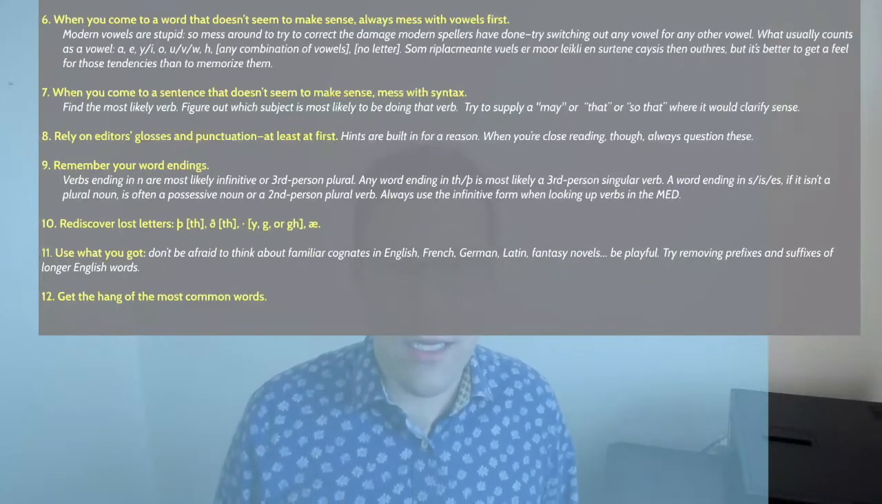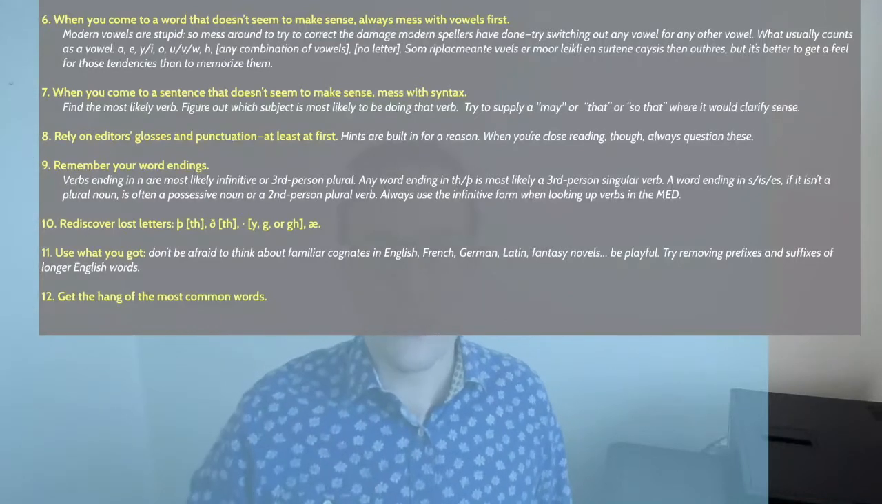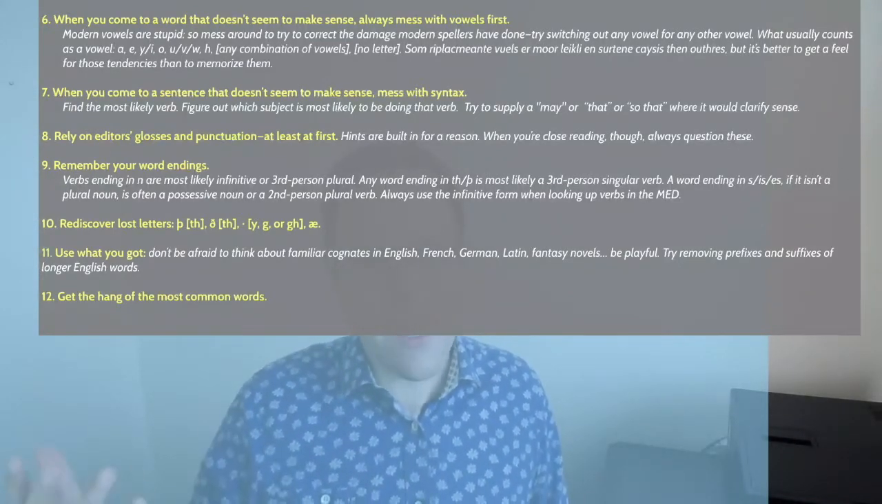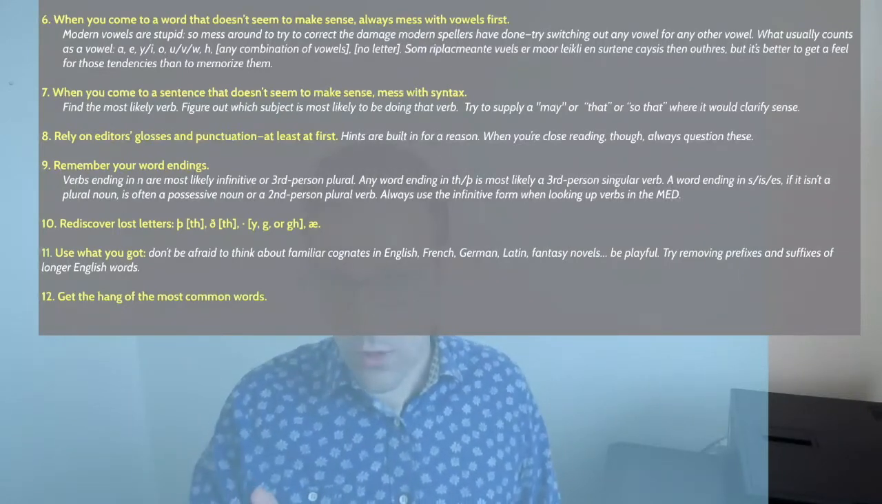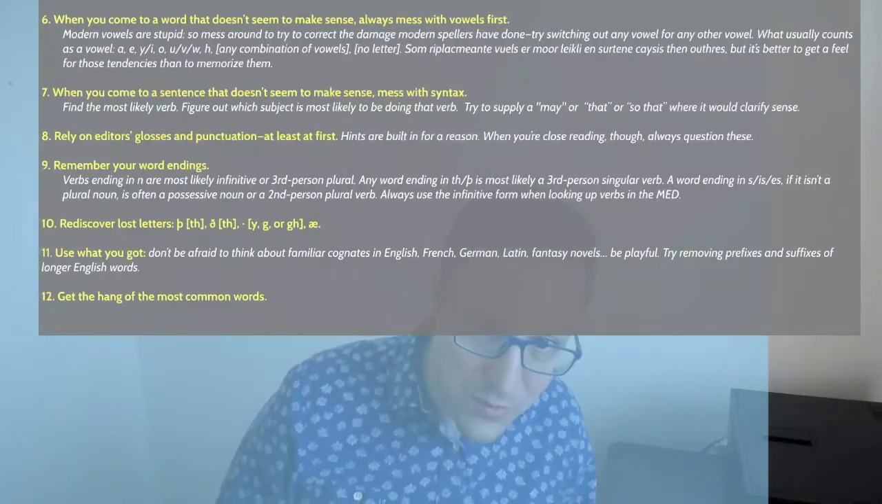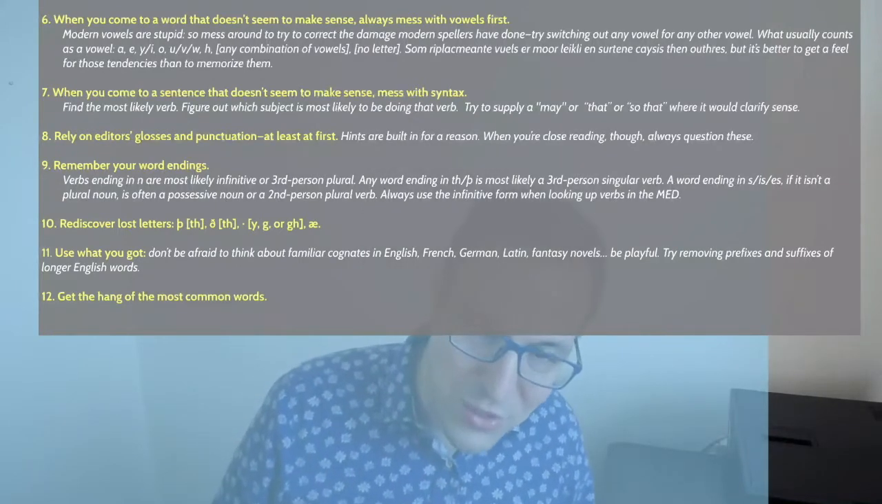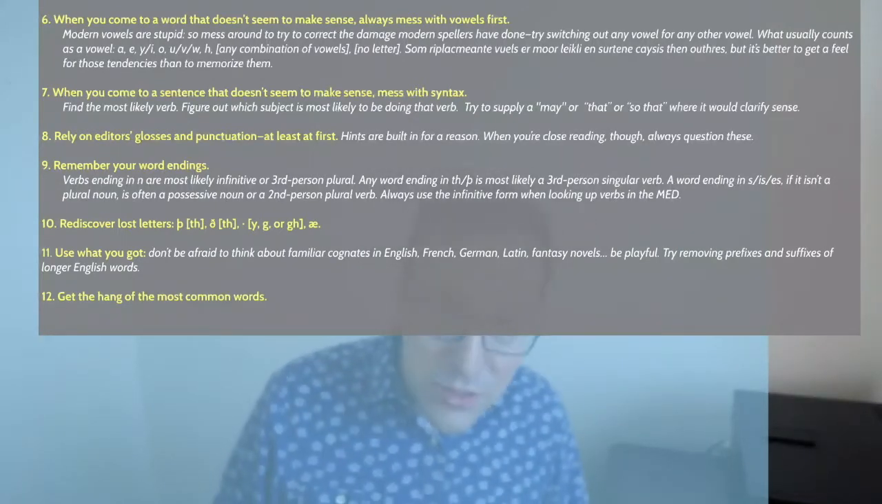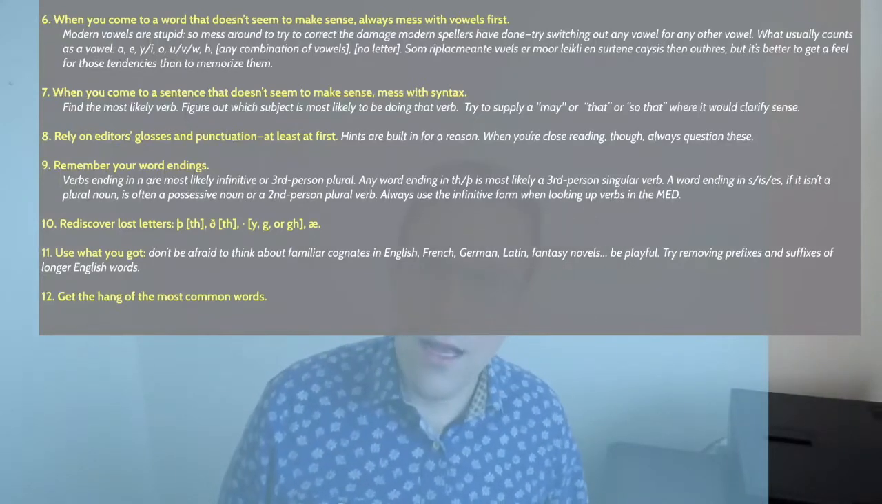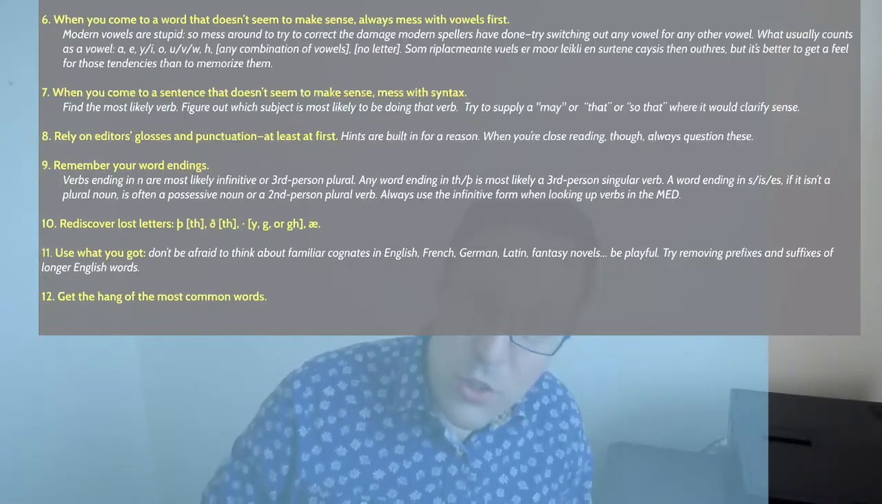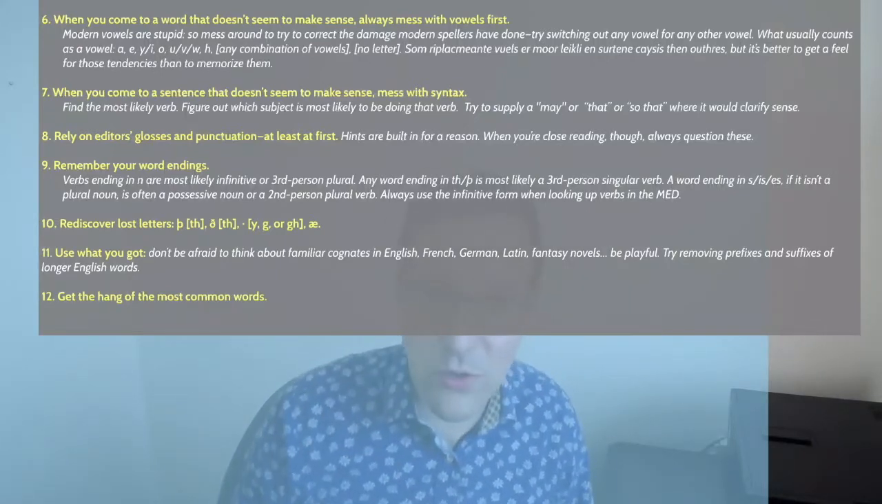Try switching out any vowel, and I'm reading again up here. Try switching out any vowel for any other vowel. What usually counts as a vowel, A, E, Y or I, which remember are interchangeable, also sometimes with J, O, U, which is sometimes interchangeable with V or W, H can be added or dropped, right? And any combination of vowels, two vowels together, whether in the modern spelling or not, or no letter, right? A null set is also a vowel.